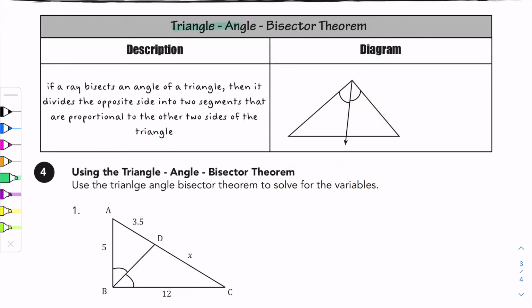The last theorem is the triangle angle bisector theorem. This theorem states that if a ray bisects an angle of a triangle, then it divides the opposite side into segments that are proportional to the other sides of the triangle.